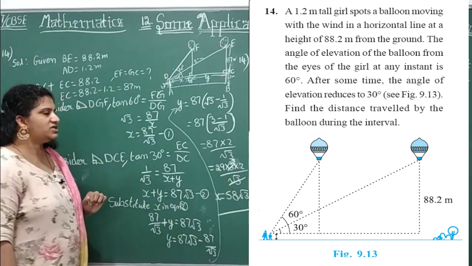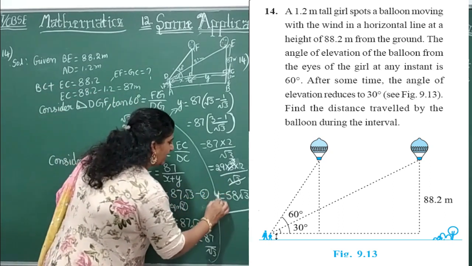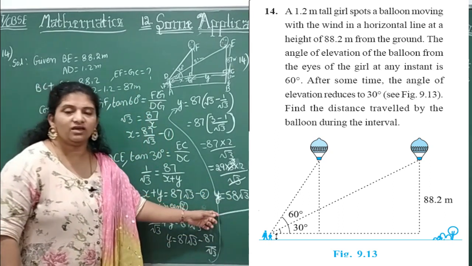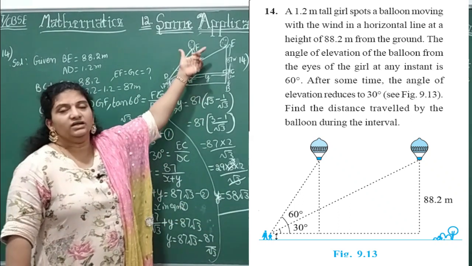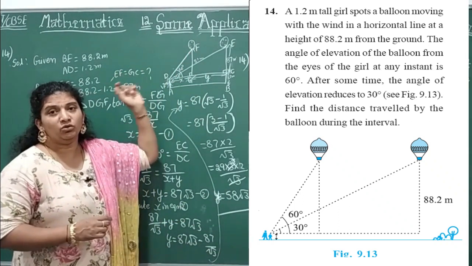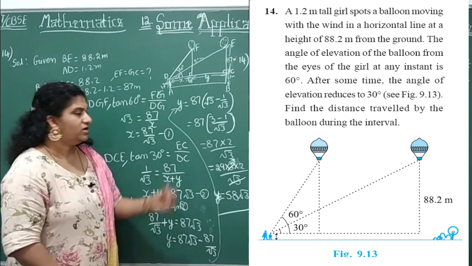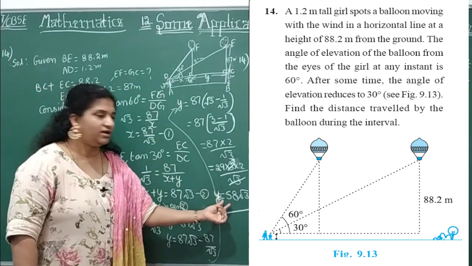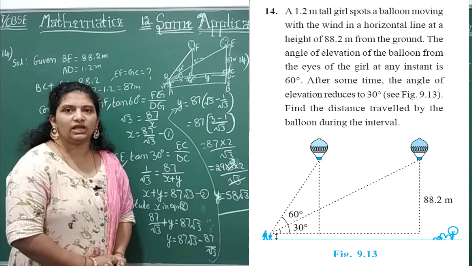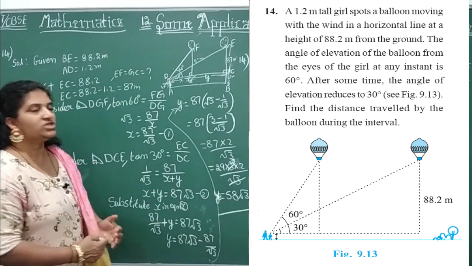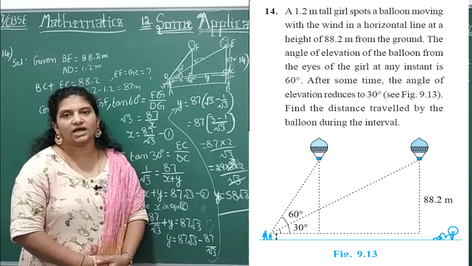What is this here, children? This y value, right? What is this y here? This is the distance the balloon moved to make an angle of 30 degree. So, what is the distance it traveled here? 58 root 3 meters. Okay, children, with this we are going to end our session today.